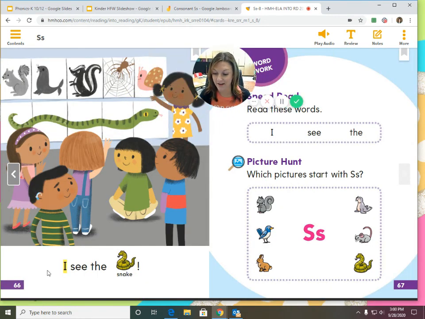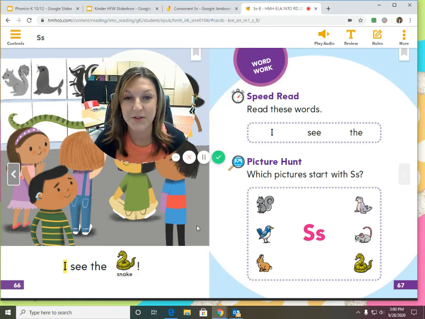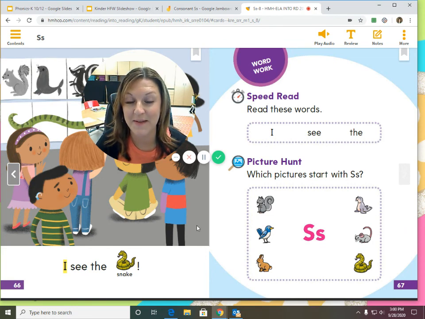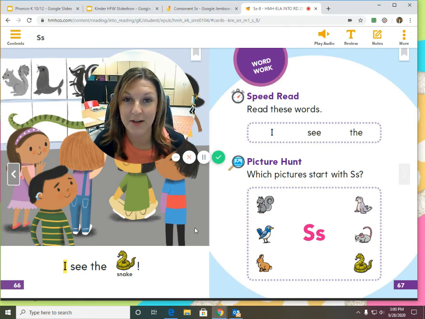Last page together. Ready? I see the snake. Let's read again together. I see the snake. Good. So look at all of these animals, and the snake takes up a lot of the poster because he is so long. Boys and girls, you did a great job reading with me today and thinking about the words that you've learned so far.